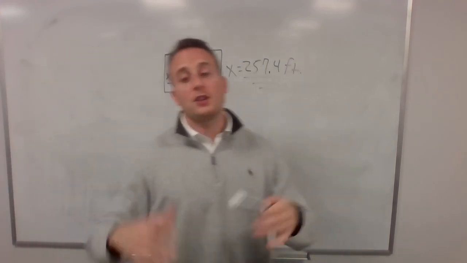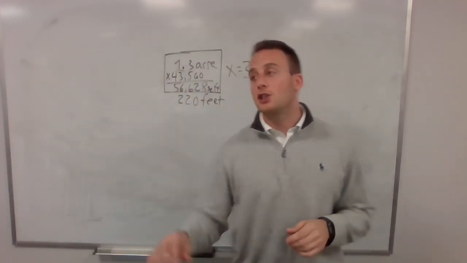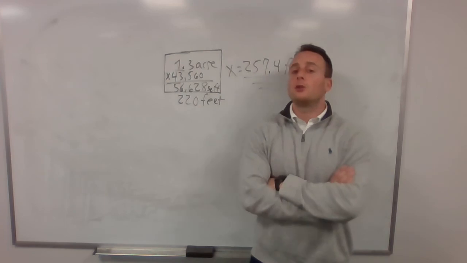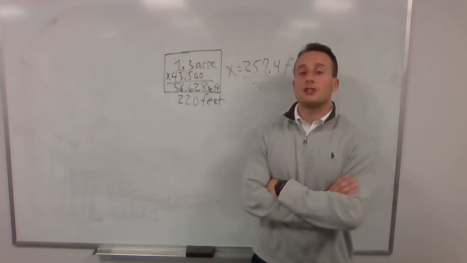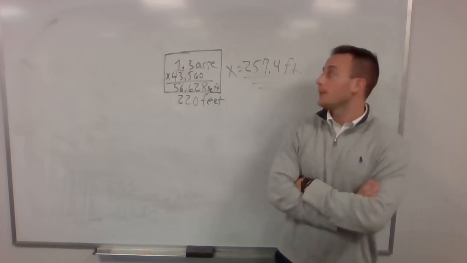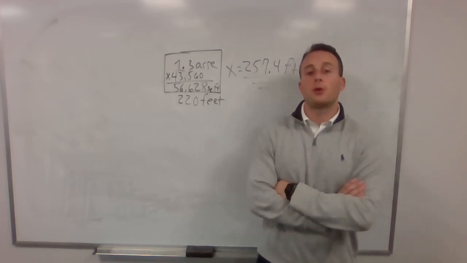And obviously on the test, you can use a calculator for these things. So again, to find this, all you do, very simply, is find the area of the rectangle, divide it by the frontage, and it'll spit out the depth. The depth in this case is 257.4 feet.